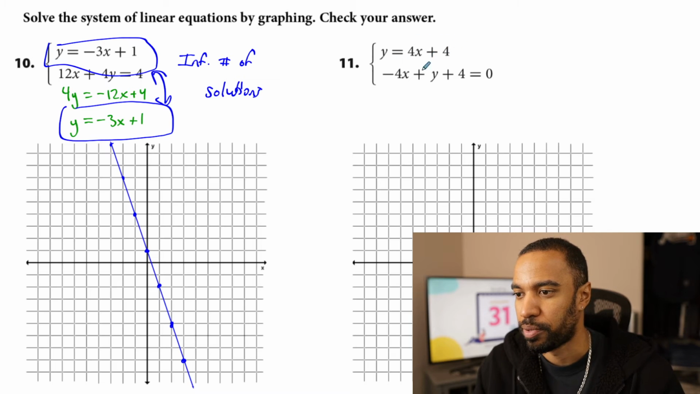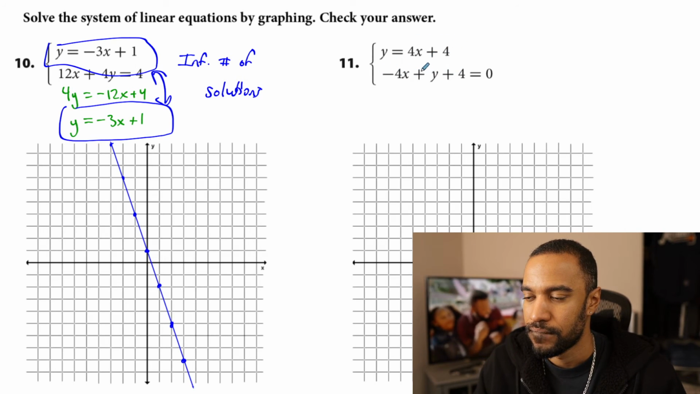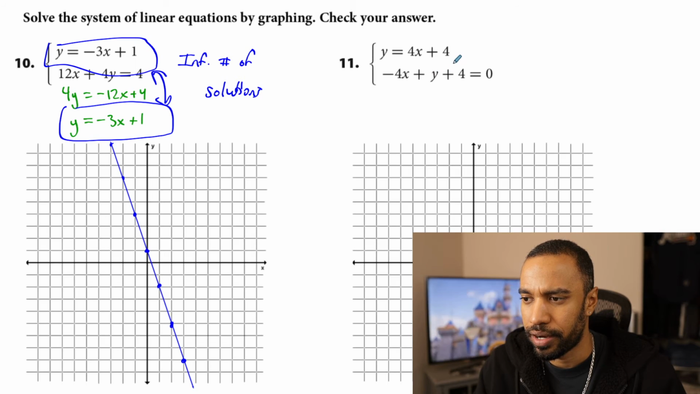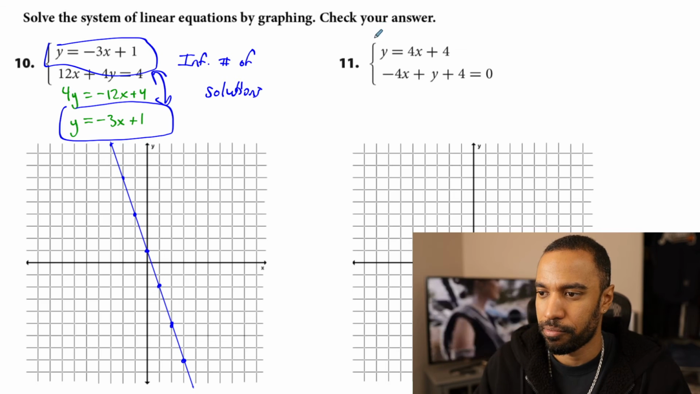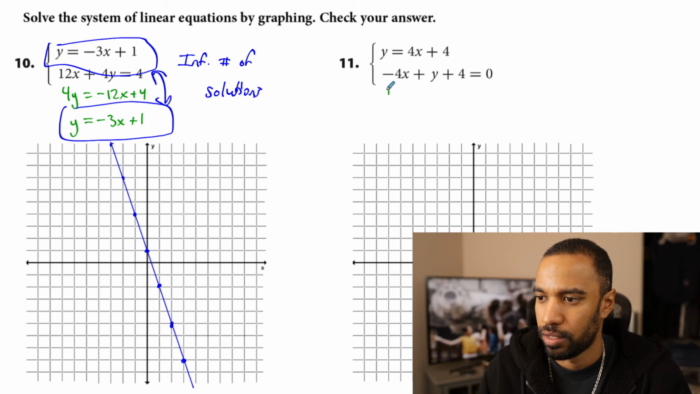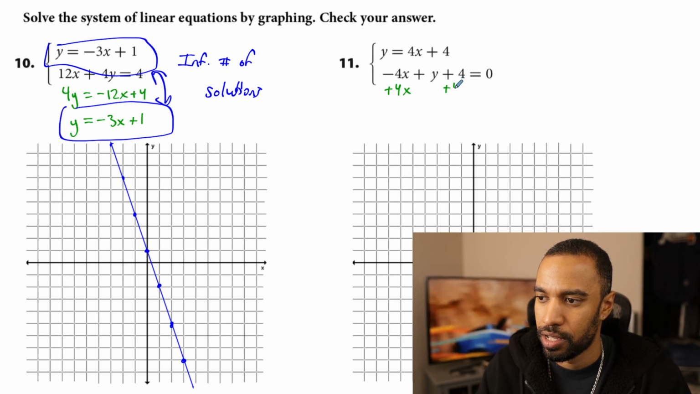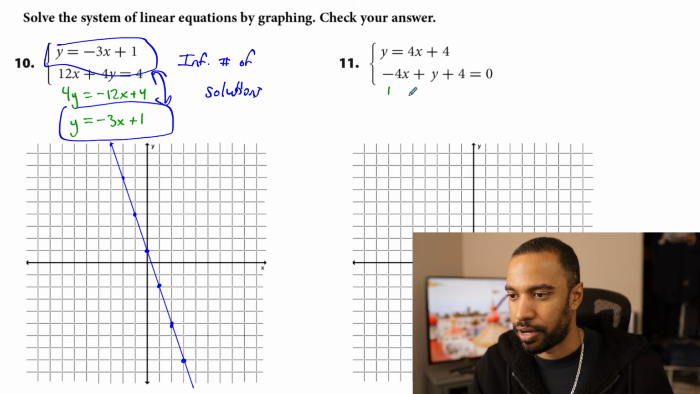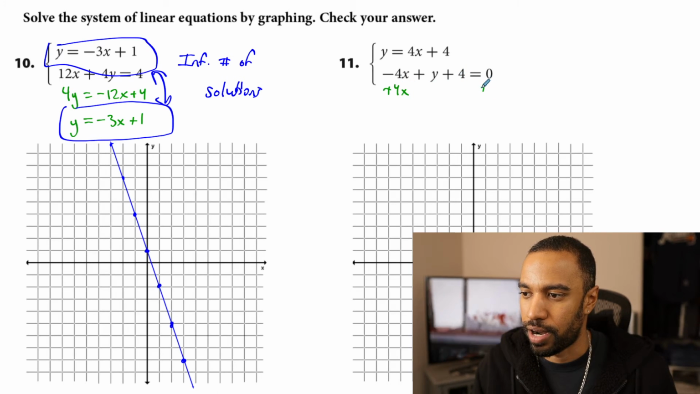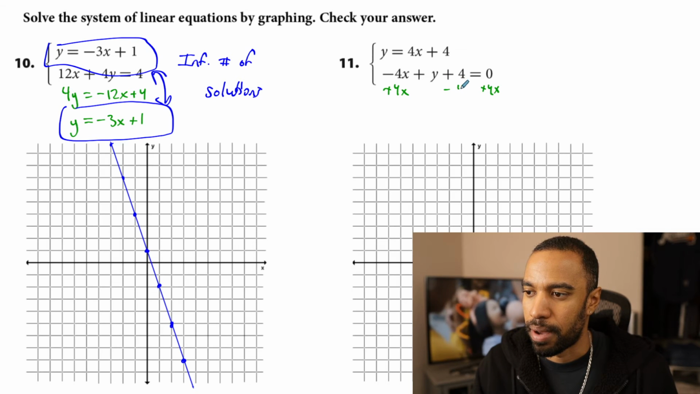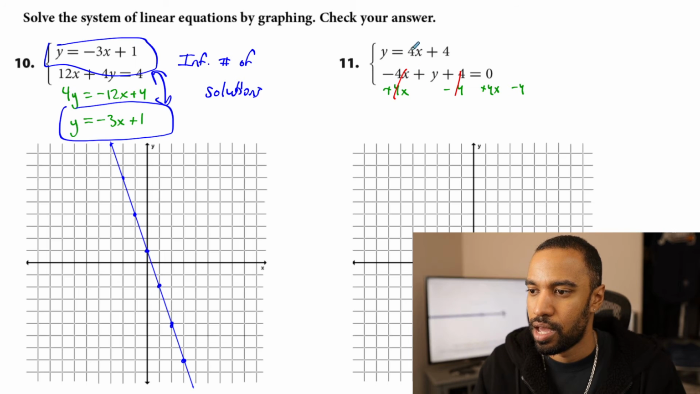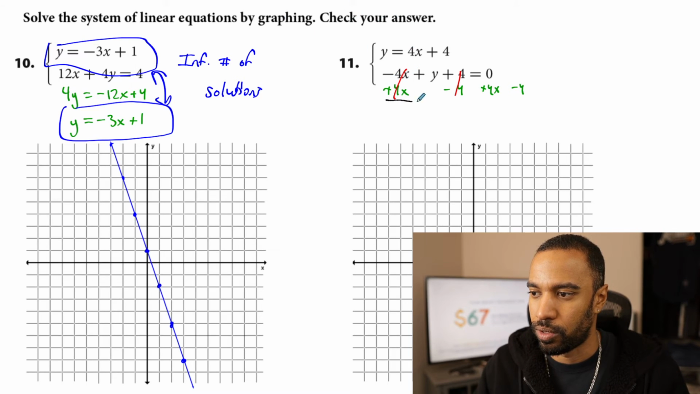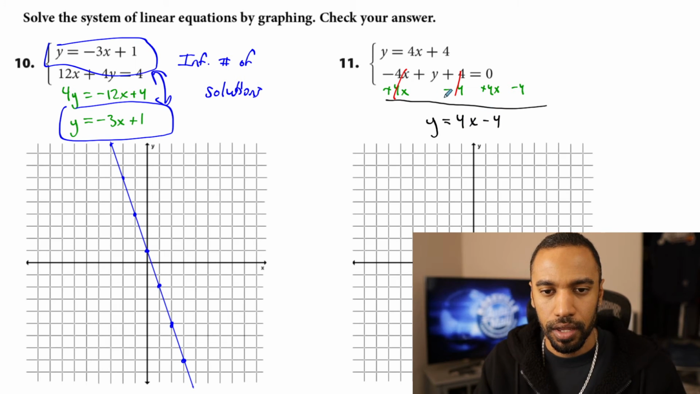Number 11, y equals 4x plus 4, and then this one right here. Slope-intercept form again? Why not? It speeds up time these days. Not plus 4 right here. Hold on. Plus 4x, and then minus 4 on both sides. Remember, I have to move that term over in a different way. All right, so now I'm going to get y equals 4x minus 4.